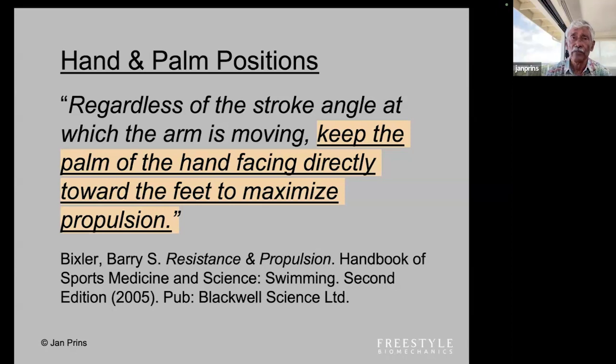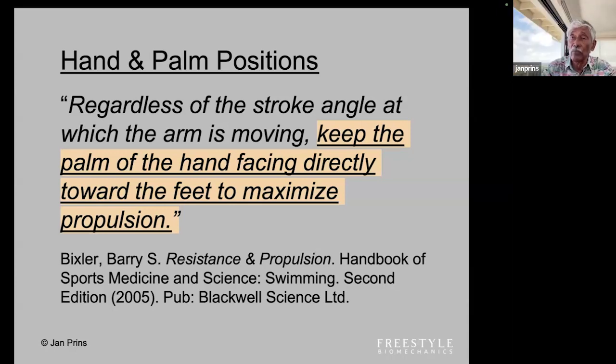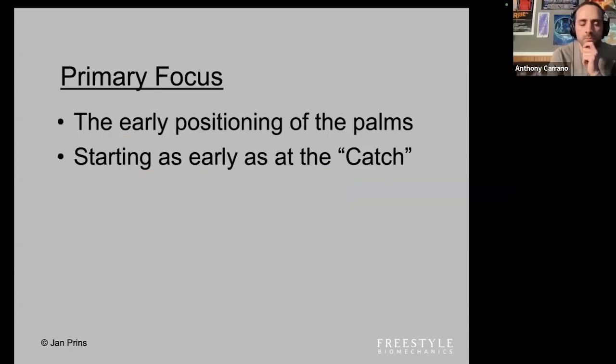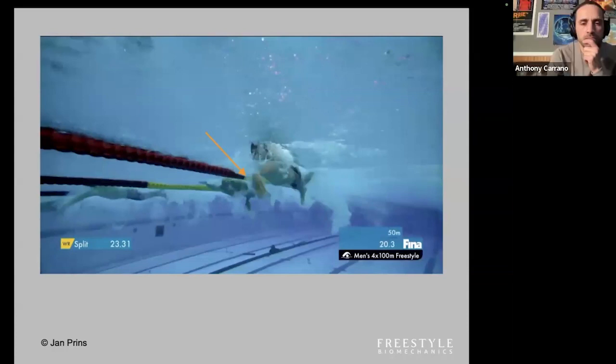And this is what he said: regardless of the stroke angle at which the arm is moving, keep the palm of the hand facing directly towards the feet to maximize propulsion, which is opposite to what we were doing before with the sculling. So the early positioning of the palm starts as early as the catch. This is a freeze frame of Caleb Dressel, the guy who won 5 gold medals at the last Olympics. Can you see his palm facing backwards?